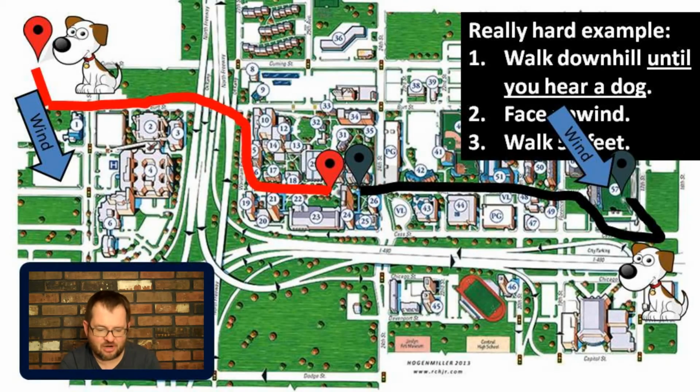The red marker there that starts out in front of Creighton Hall, well, downhill is to the west, and then kind of down along Wareham Parkway, and then under the underpass under Highway 75, and then, hey, we heard a dog over by 30th Street, and we faced upwind, the wind was from the northwest, and we ended up at that red marker over there by the dog.